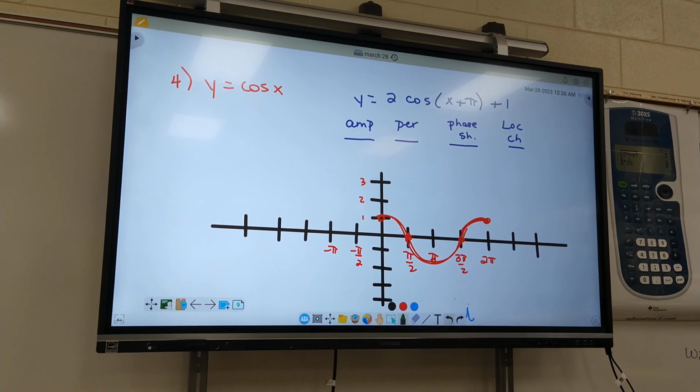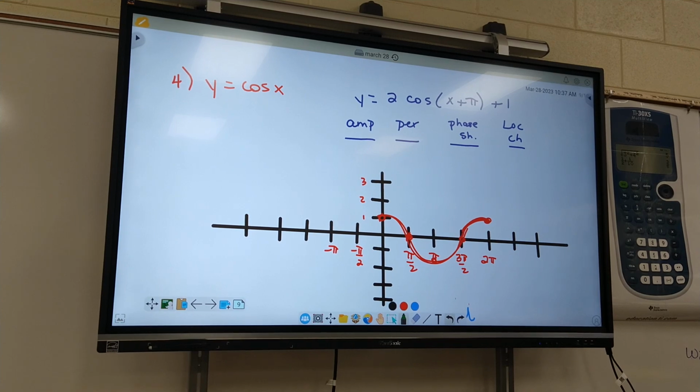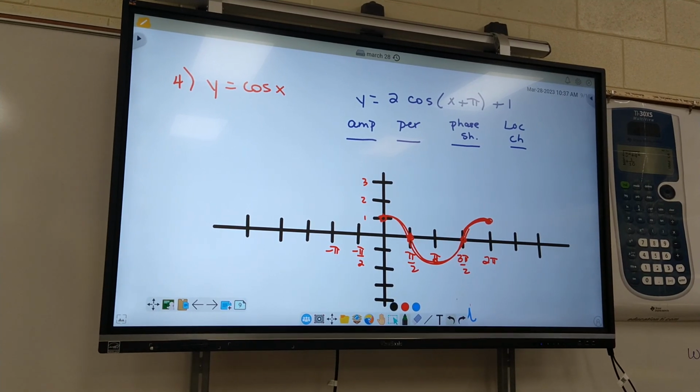So we got 1, 2. Now we got a phase shift because it's got parentheses. Flip the sign on this and it goes on top. So you'll have negative pi on top, divided by 1. Negative pi. Make it negative. All right, let's find our 4 answers.